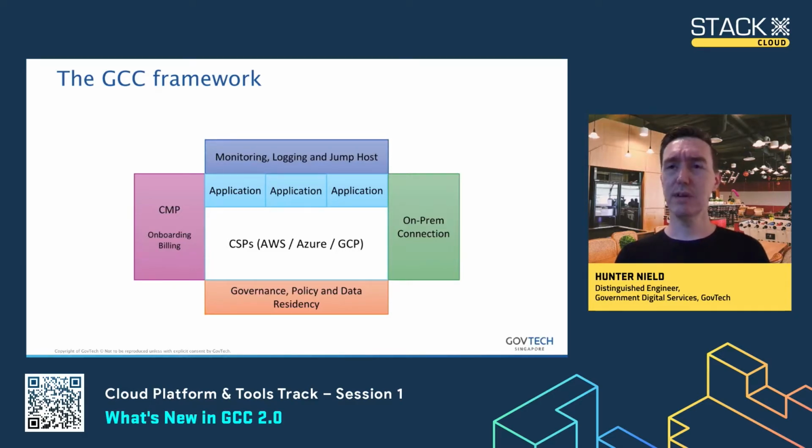So, if we look at GCC as a framework, we have 4 really key components that we talk about. We have the cloud management portal, which is really around onboarding and billing. We have our monitoring, logging, and jump host, along with governance, policy, and data residency. And finally, the network connectivity, especially back to on-prem. We've got these 3 key elements, all of which sit on top and around the CSPs and the applications that are being developed.